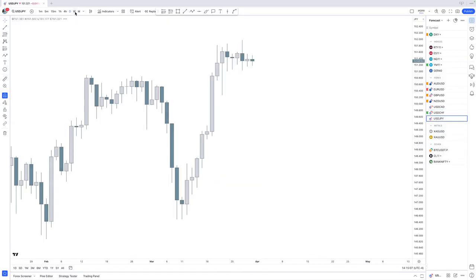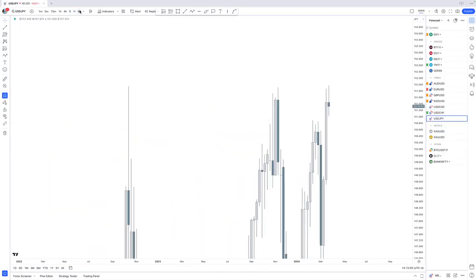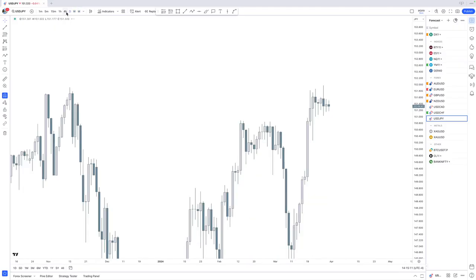US dollar JPY. Let's see. At an all-time high right there. And when we reach that all-time high, we're now consolidating on a day. Don't want to trade it. Perfectly fine.